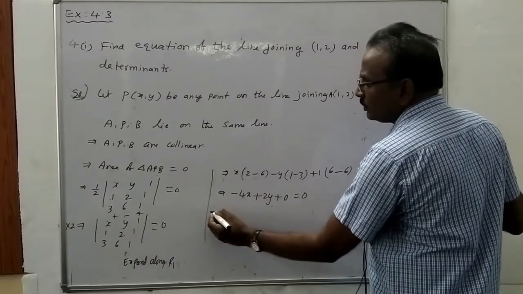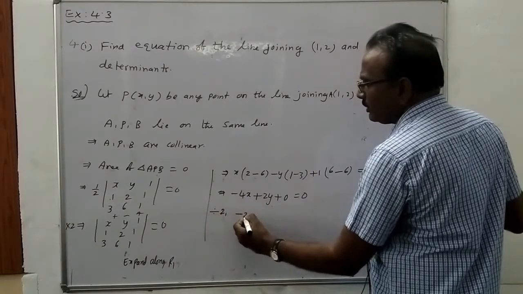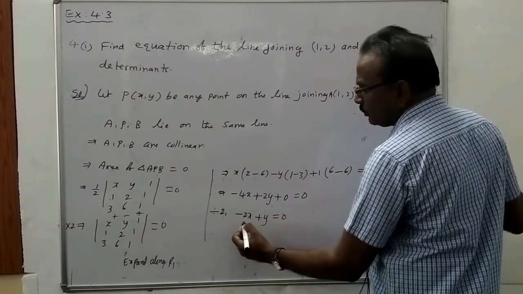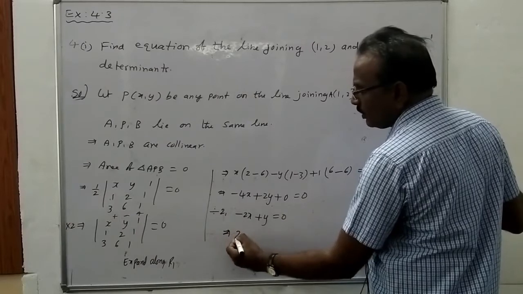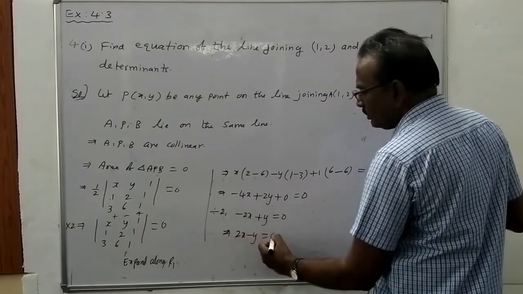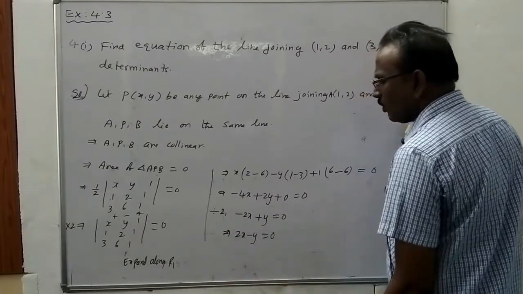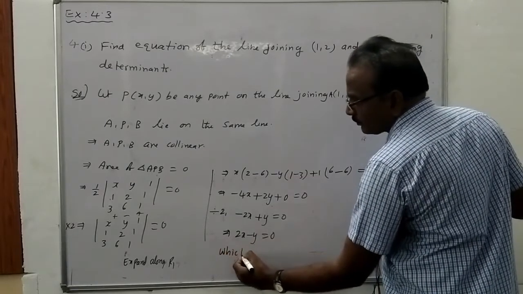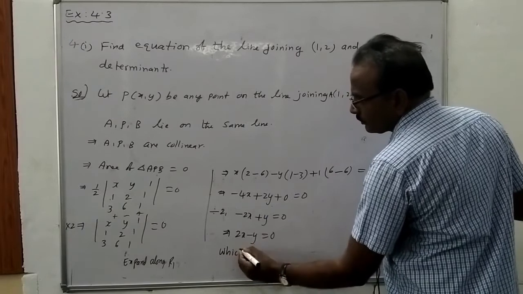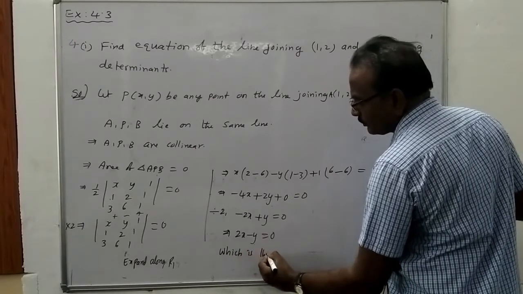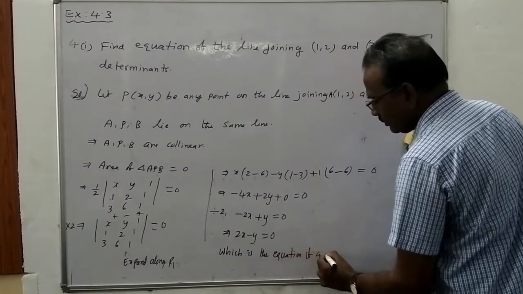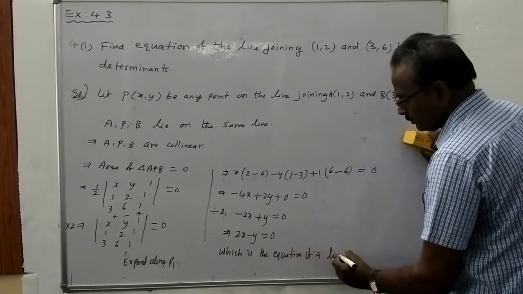That is, 2y minus 4x, divided by 2, gives minus 2x plus y is equal to 0, or 2x minus y is equal to 0, or y is equal to 2x. So this is the required equation of the line.